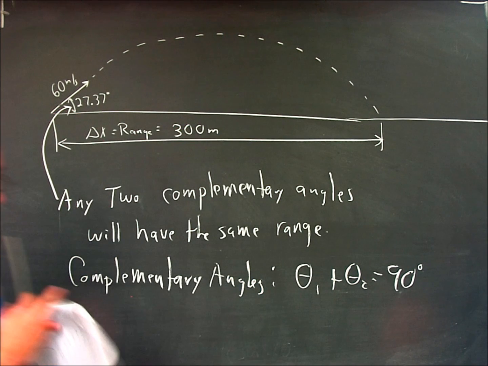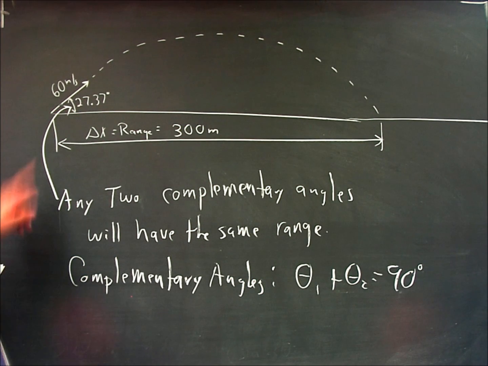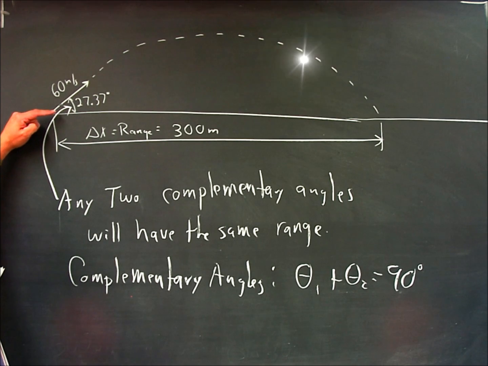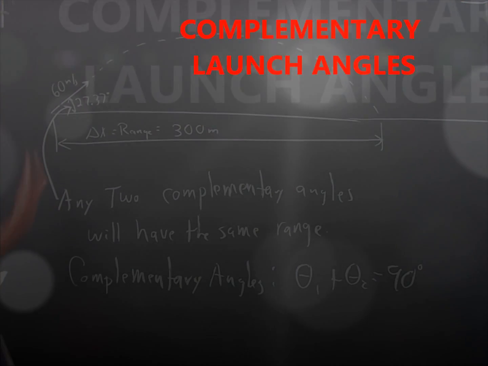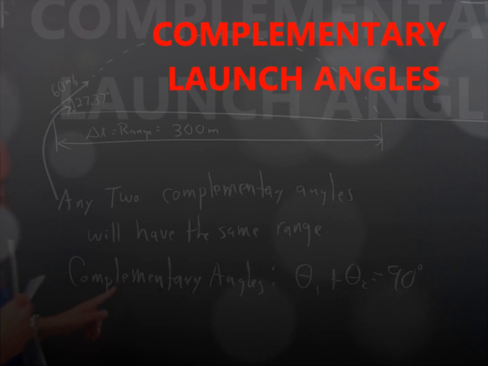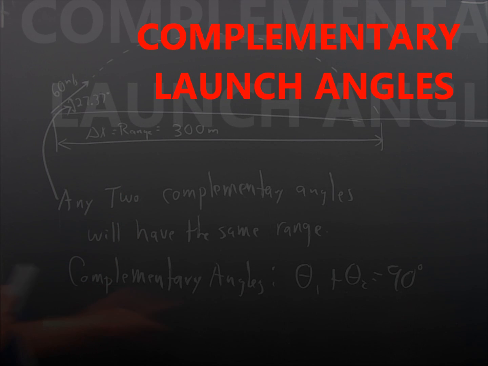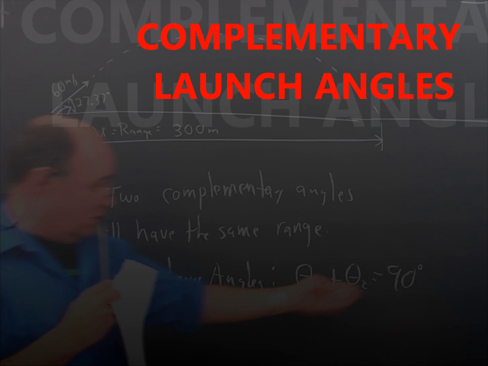Okay, so what did I write here? I wrote any 2 complementary angles will give us the exact same result. So they'll give us the same range. So what is a complementary angle? A complementary angle is when you take 2 angles and add them up together and you get 90.